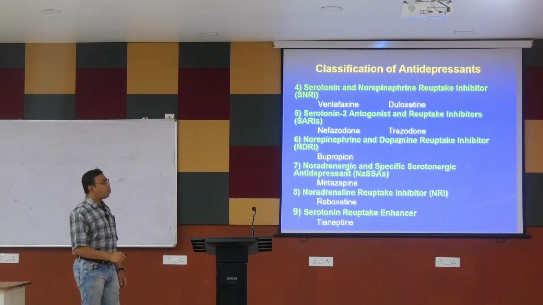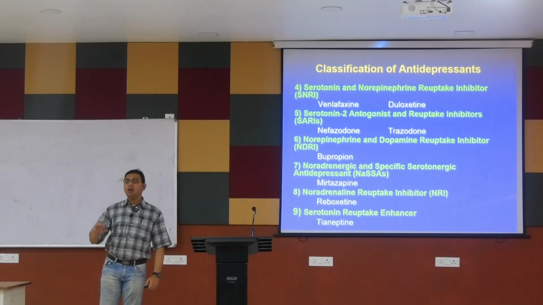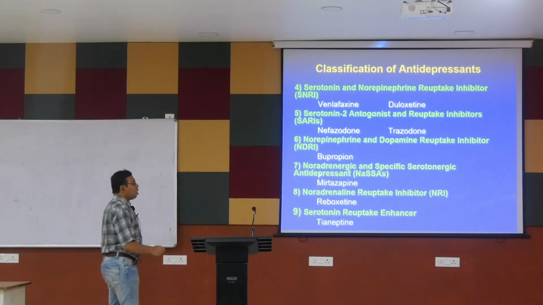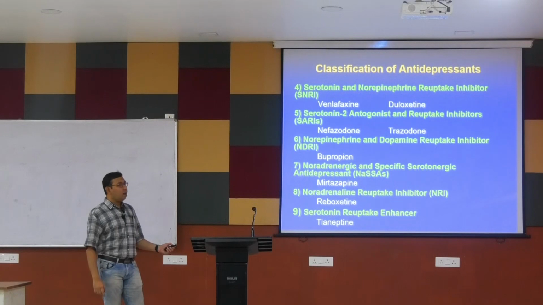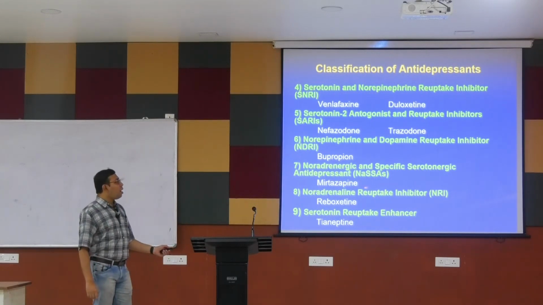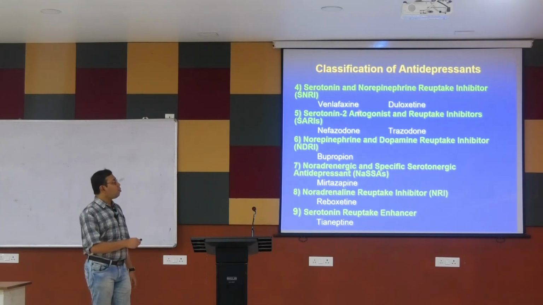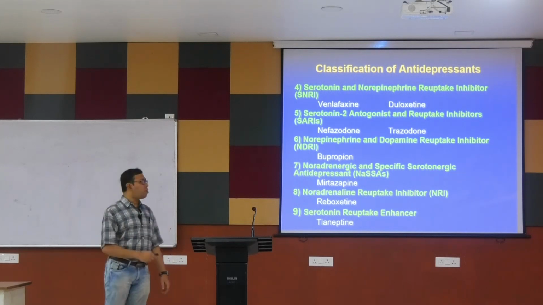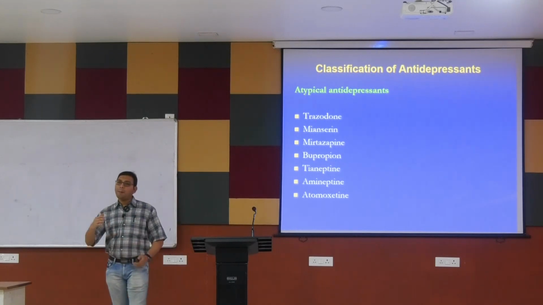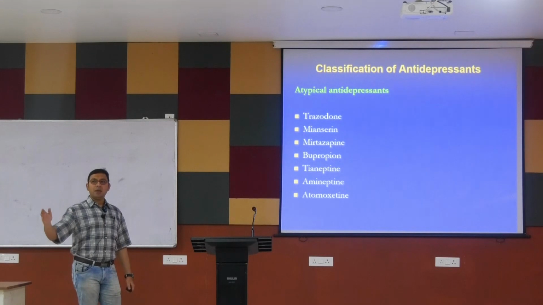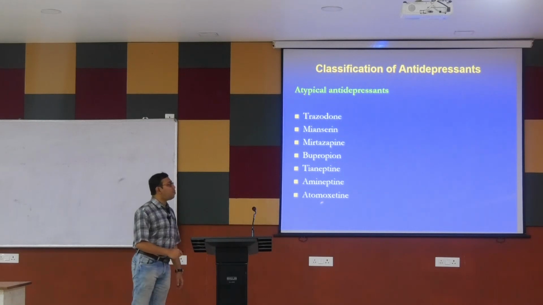There may be norepinephrine and dopamine reuptake inhibitor or NDRI. Most common example is bupropion. Bupropion is used in some specific cases. We will discuss. There may be some noradrenergic and specific serotonergic antidepressant or NASSA. Example is mirtazapine. Noradrenaline reuptake inhibitor is the reboxetine and serotonin reuptake enhancer is the tianeptine. All these basically fall under some atypical antidepressant drugs. Okay. So atypical antidepressants, if we are asked, these are the other drugs apart from tricyclic antidepressant, SSRI, SNRI and the MAO inhibitors. So there may be trazodone, mianserin, mirtazapine, bupropion, tianeptine, amineptine, atomoxetine.